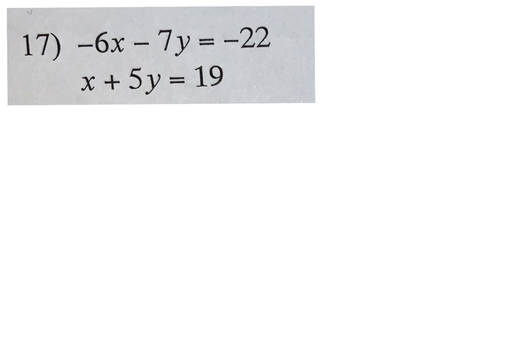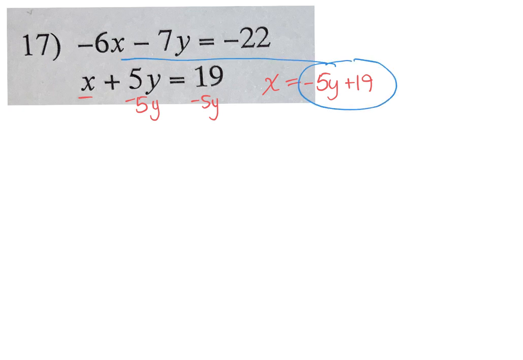This one they want us to solve by substitution. What's the easiest variable to get by itself? The x in the second equation. So I'm going to subtract my 5y, and this will give me that x equals negative 5y plus 19. So then I am going to take that and I'm going to plug it into my first equation for x.